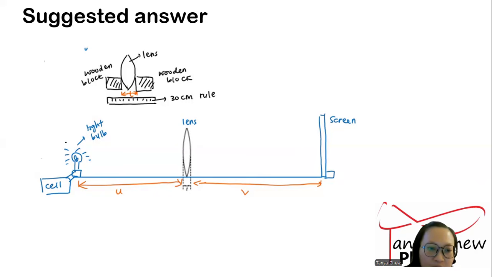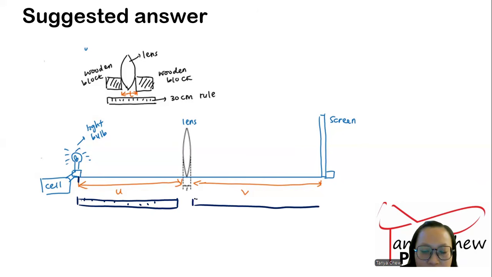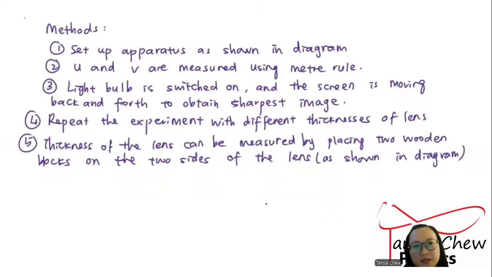So the distance, this will be your meter rule here. The meter rule is used to measure U. U is called the object distance, and V is called the image distance. So you just shift your screen forward, backward until you obtain the clearest image. So the method is like this. Set out the apparatus as shown in the diagram, U and V.